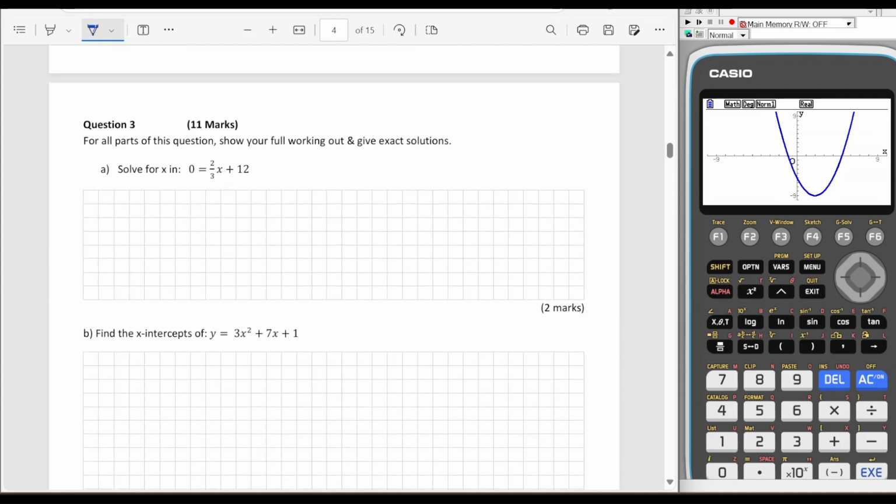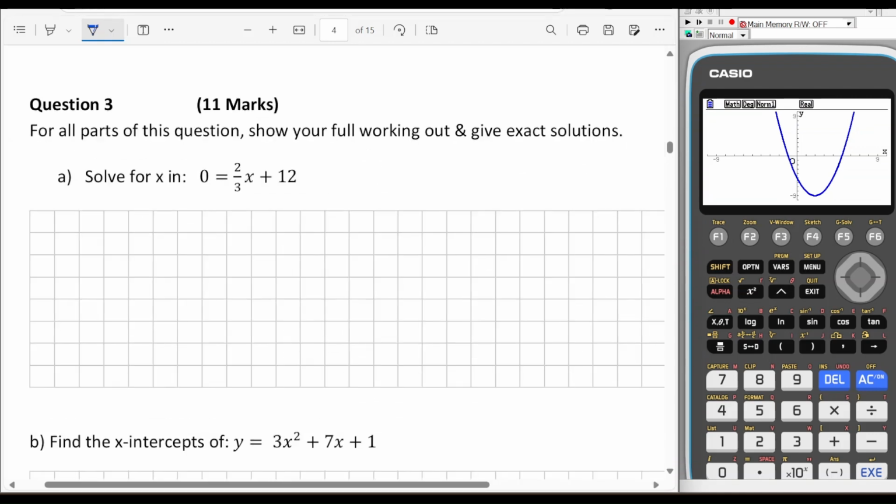All right, so this is just all sorts of working out that we're going to do here. So this one is 0 equals 2/3 of x plus 12. So if we rearrange this, I'm going to get -2/3 of x on this side, and then I'm going to get equals 12, just there. And if we divide, so x is, well, I can times by 3 and divide by 2. So 3 times 12 over -2.